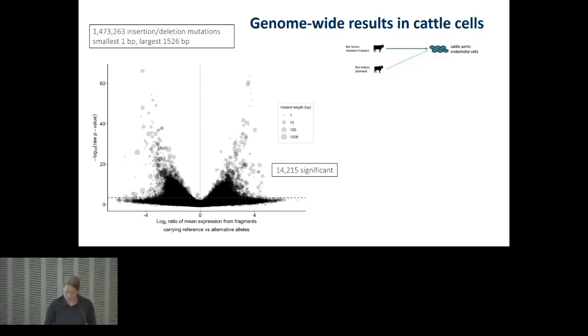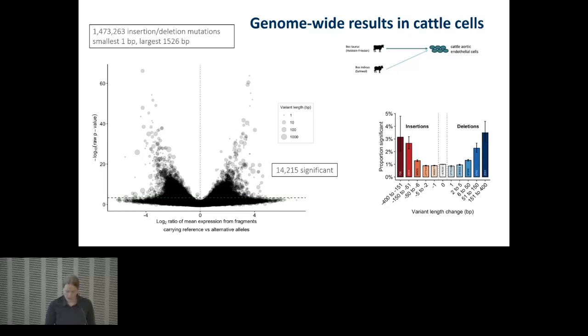I've started looking into what are the important features about these variants. So here I'm looking at the variant size and seeing that larger variants, so inserting or deleting more bases, seem to be more likely to have an effect in the SURE assay. But this is just in early stages.